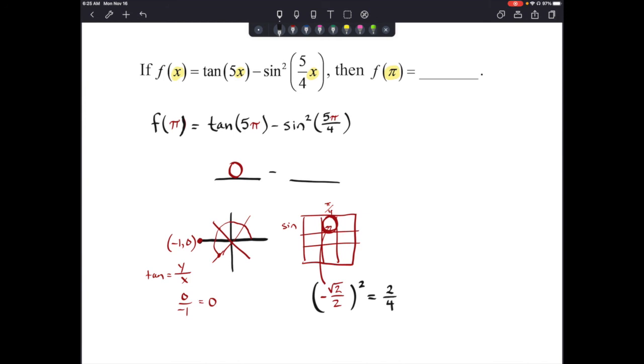So it's like 0 minus 2/4. In this case, we can go ahead and reduce that to 1/2. So 0 minus 1/2. Remember, this minus came from up above there. It's not the minus that was down here. So 0 minus 1/2 is going to give us -1/2. So f of pi is going to equal -1/2. Okay, so with these ones, just take your time, find the value of each part of the expression, and then put it all together to get your answer.